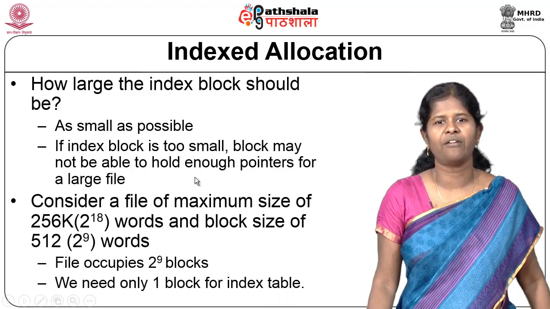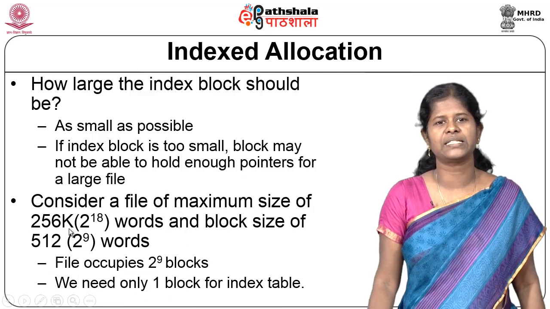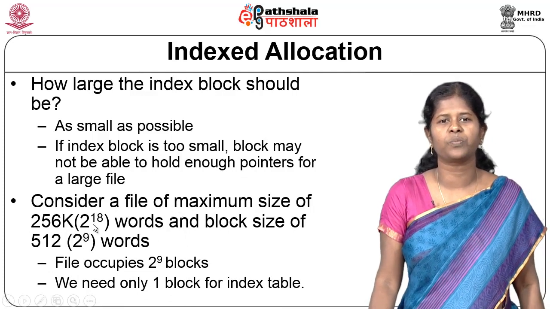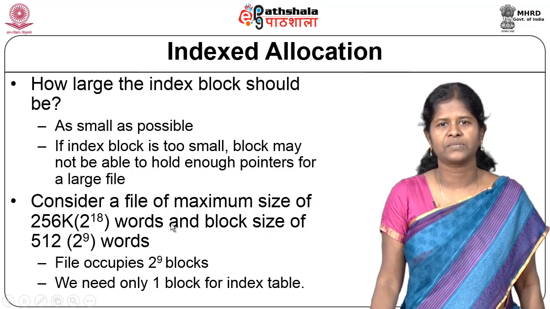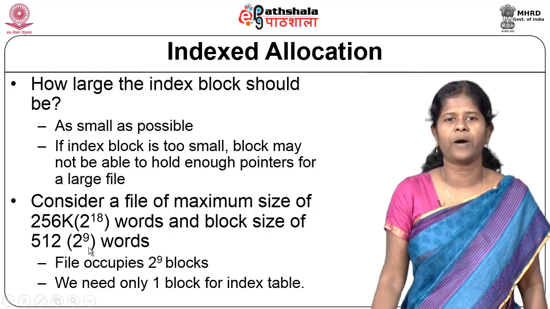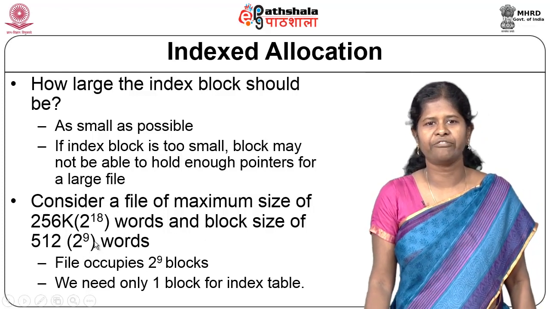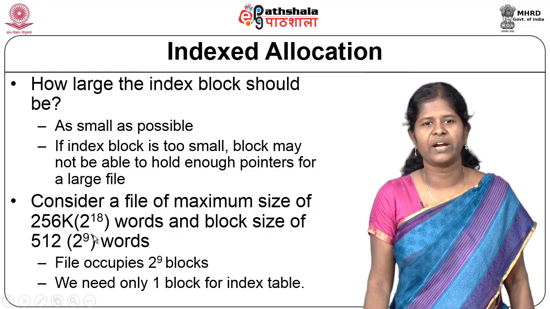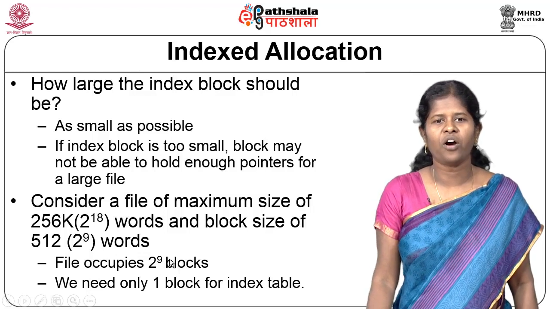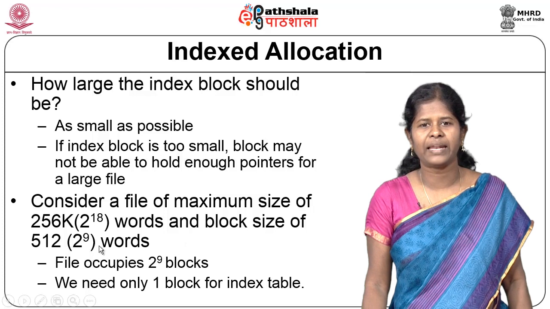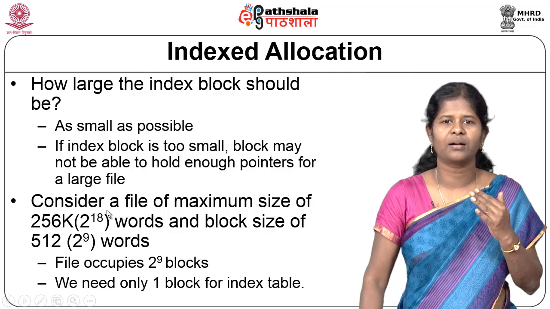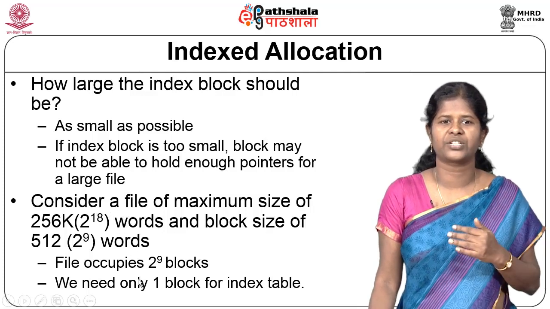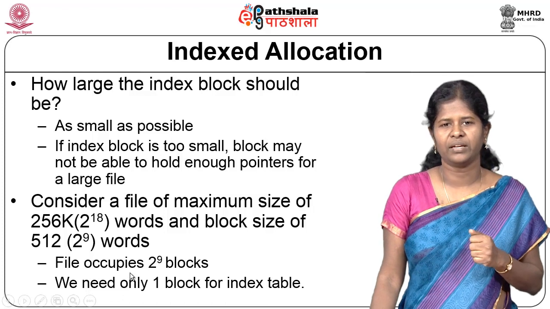Suppose you have a file, the size of the file is say 256K, 256K is 2 power 18, and you need to accommodate this file in the disk and each block in the disk is 2 power 9. So, the file will occupy 2 power 18 divided by 2 power 9, it will occupy 2 power 9 disk blocks. Now, for an index block, suppose you are allocating one block for the index block and the index block will have 2 power 9 entries. So, we need only one block for the index table.